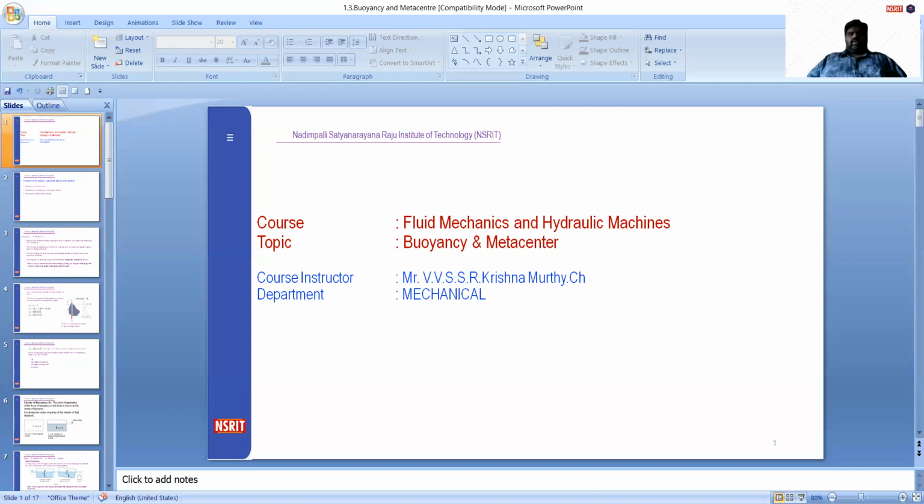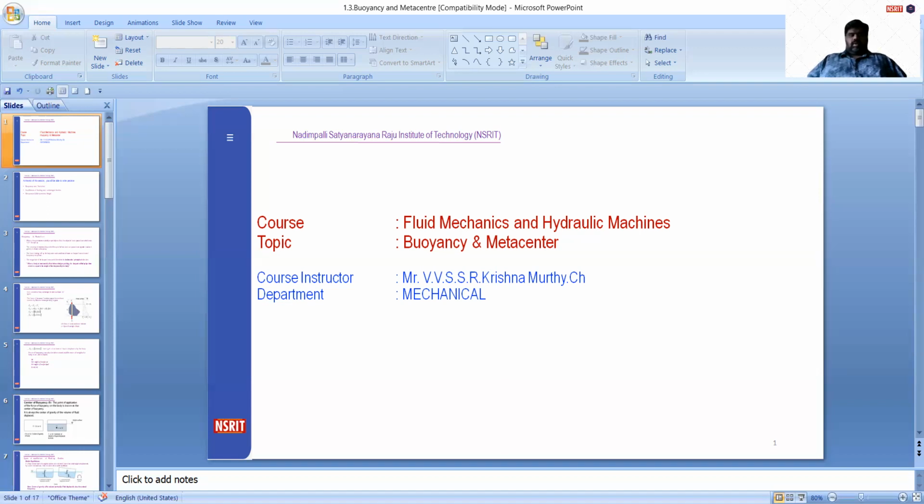So these are the sample short answers and essays. Define metacentric height. Now you can write that the metacentric height is nothing but the distance between the center of gravity of the floating body and the metacenter. And define buoyancy. You know that the upward thrust force acting on a body whenever you immerse it in liquid is nothing but buoyancy.